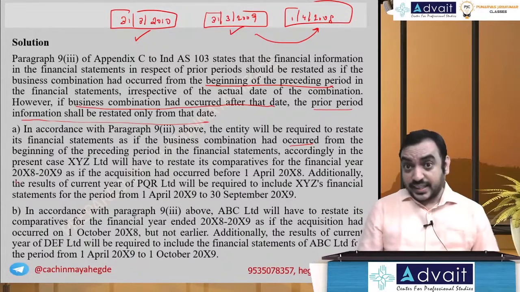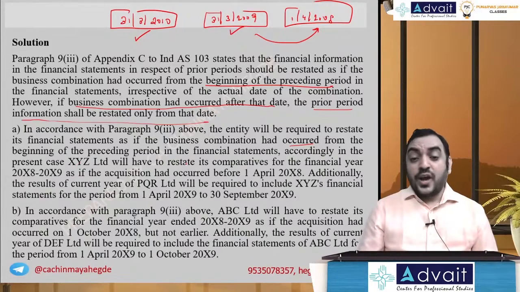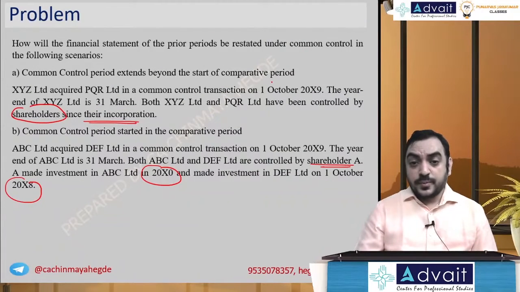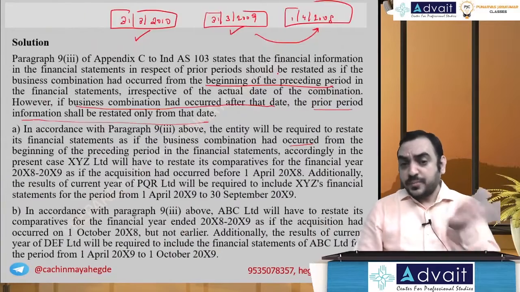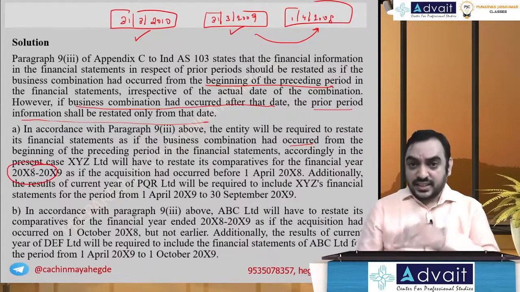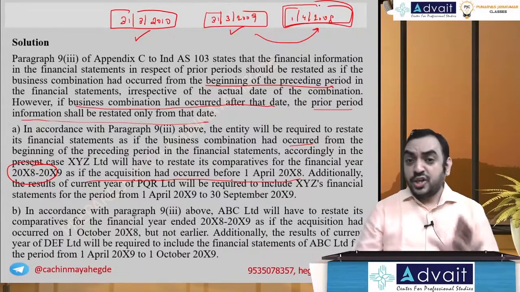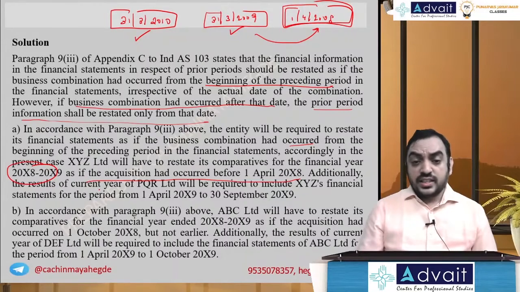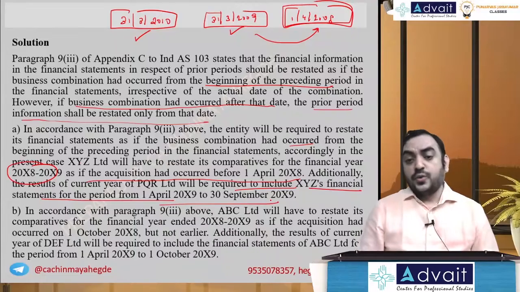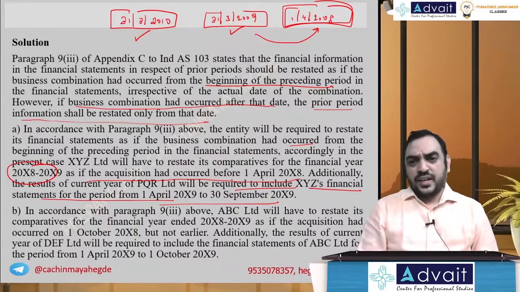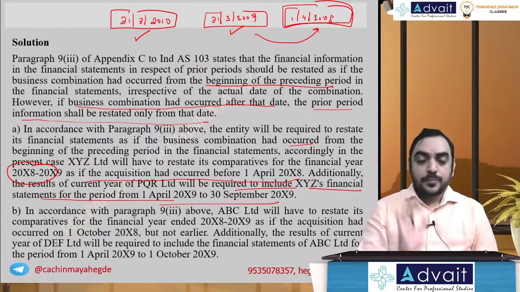Accordingly, in the present case, in case A, XYZ Limited will have to restate its comparative for the financial year 2008-9 as if the acquisition had occurred before 1/4/2008, though it was acquired on 1st October 2009. You see the date I mentioned, 1/4/2008. Additionally, the results of the current year will be required to include XYZ's financial statements for the period from April 9 to September 9. So when you include the current year P&L account, it includes the acquirer's P&L account as well. Okay, that is straightforward.